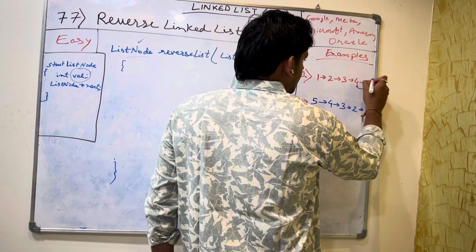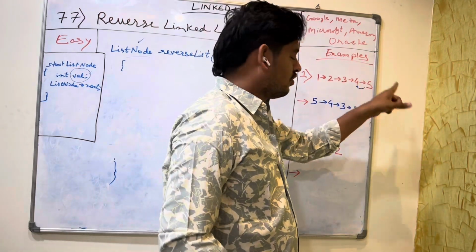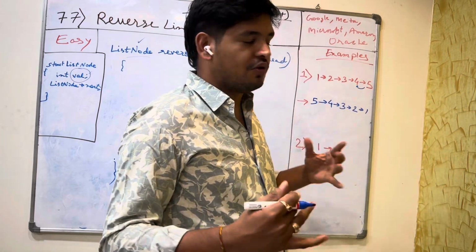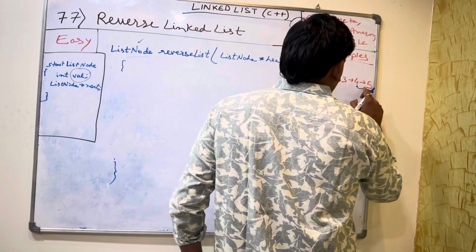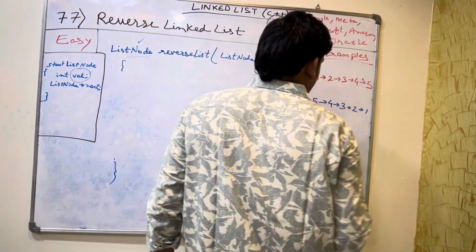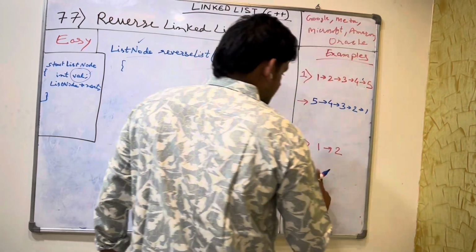Here 4 is pointing to 5. From 4 we can move to 5 by going to 4's next. But from 5 we can't move to 4, right? You know linked list. So here we need to reverse this pointer. That is the question that is given here.